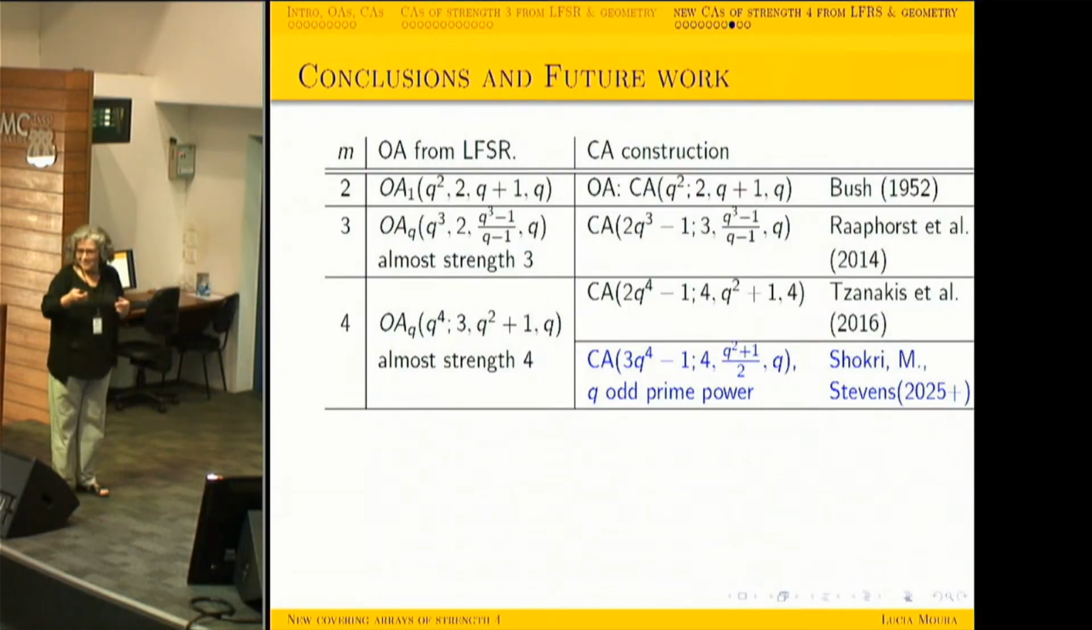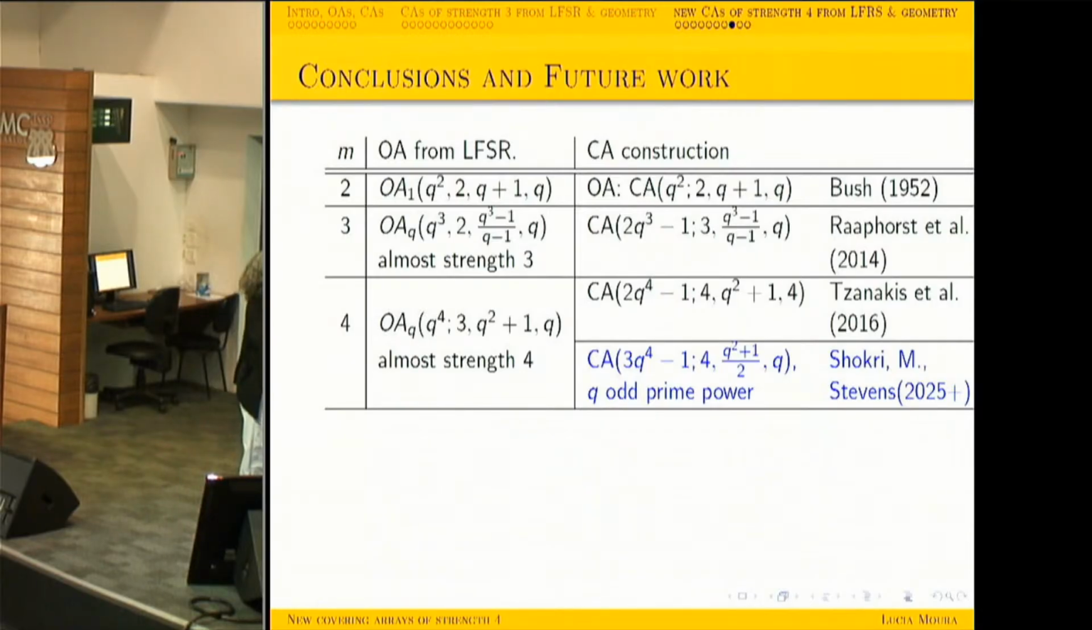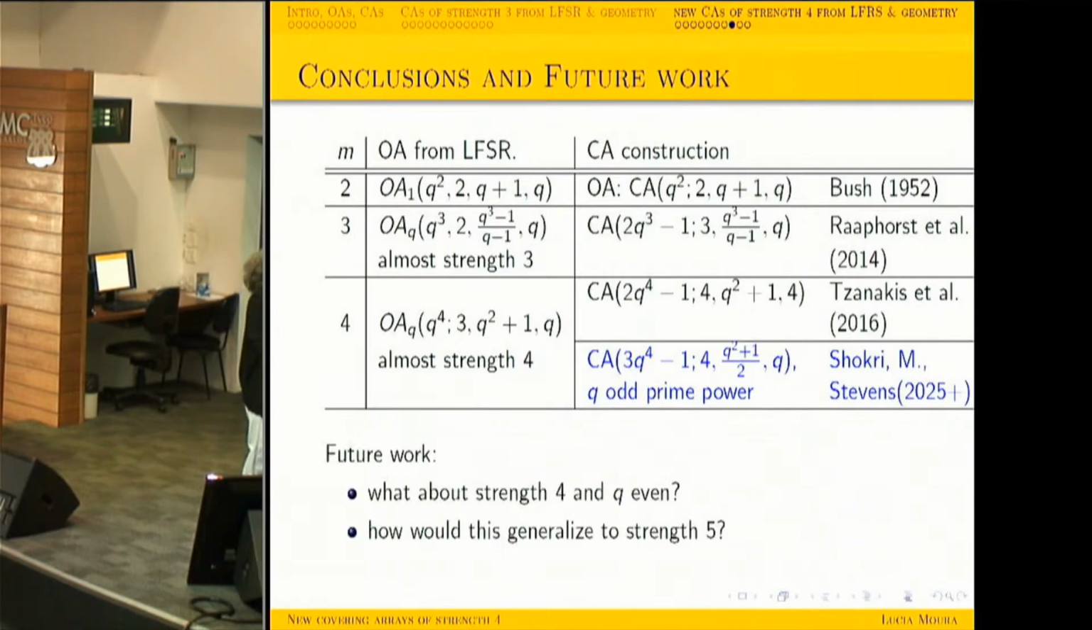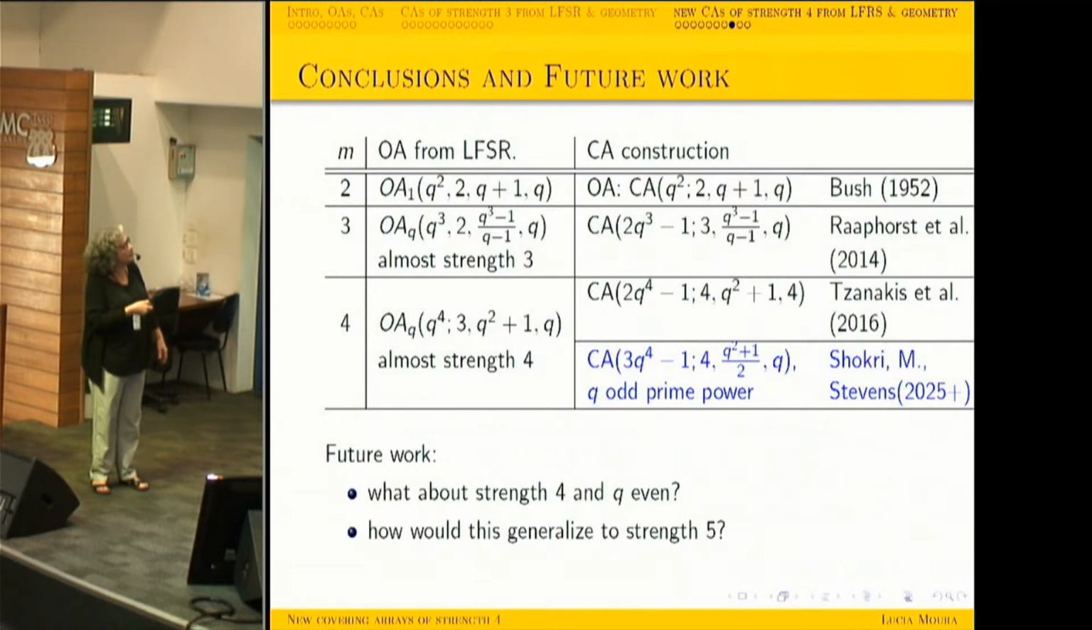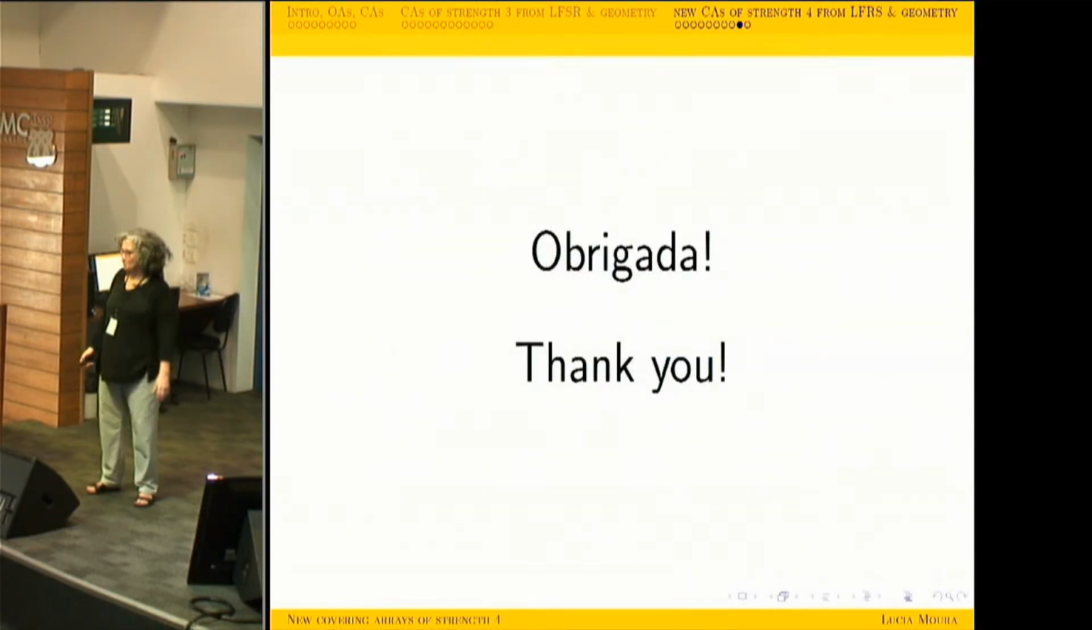So the question is, what's next for strength 5? How would this generalize for 5? Maybe some of you that know more geometry than me may have ideas. And what to do with the even case. Because these are the main questions. For q even, we don't have anything like this yet. And then higher strength would be interesting. And thank you.